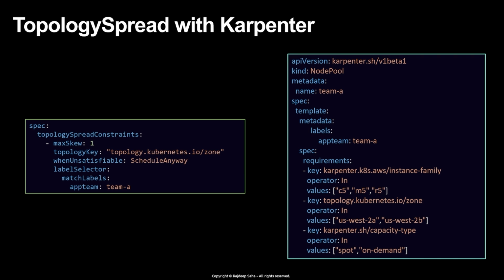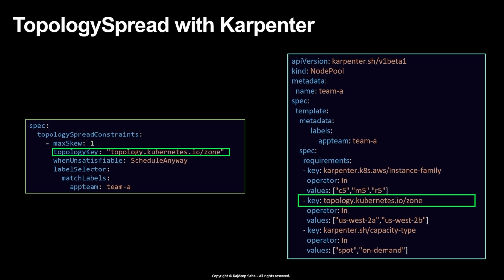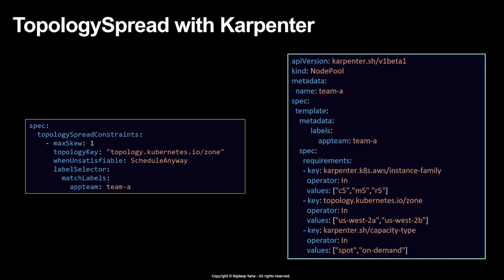And on the left is the topology spread constraints on the pod. So basically we are using this topology kubernetes.io/zone parameter with the max skew of 1. We're also using the label selector. It should match the label appteam:/team-a.